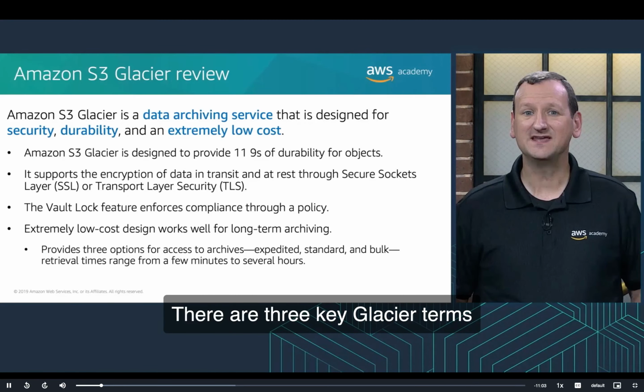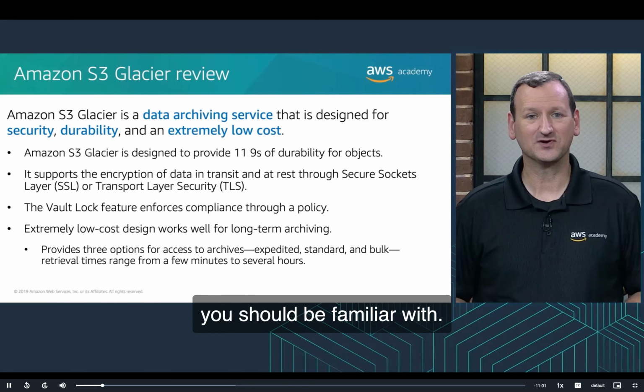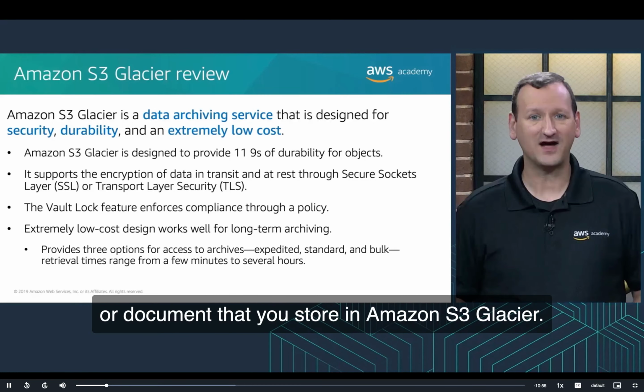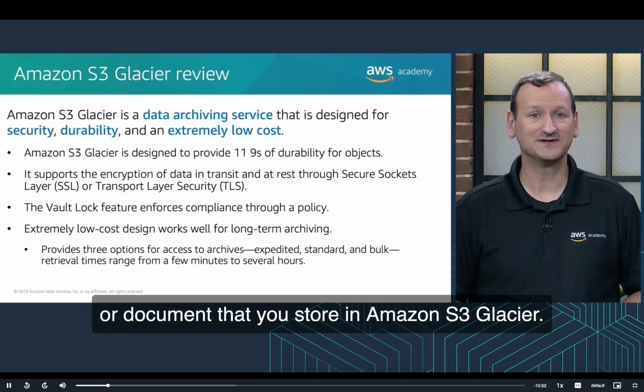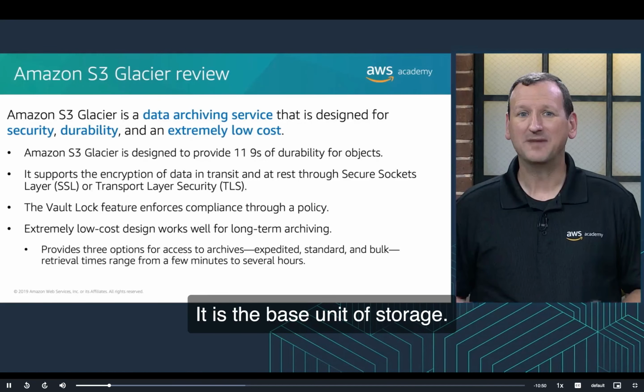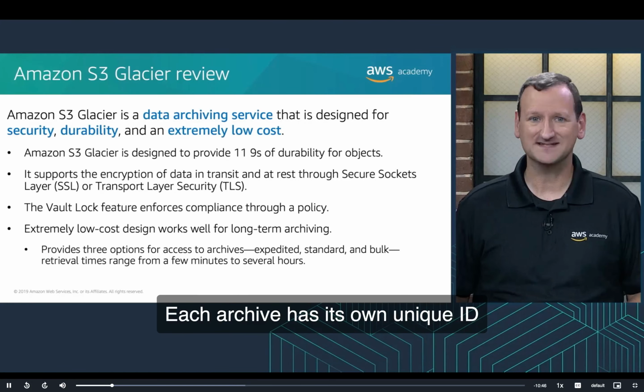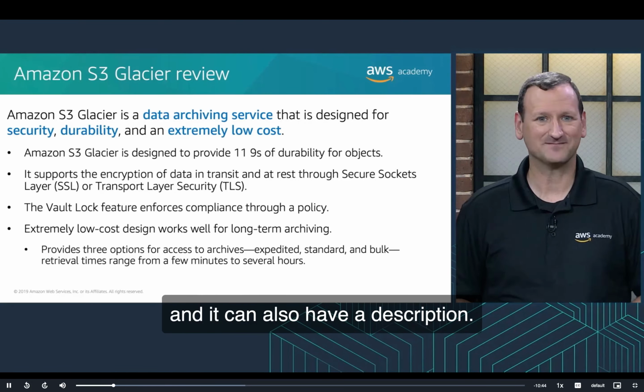There are three key Glacier terms you should be familiar with. An archive is any object, such as a photo, video, file, or document, that you store in Amazon S3 Glacier. It is the base unit of storage. Each archive has its own unique ID, and it can also have a description.